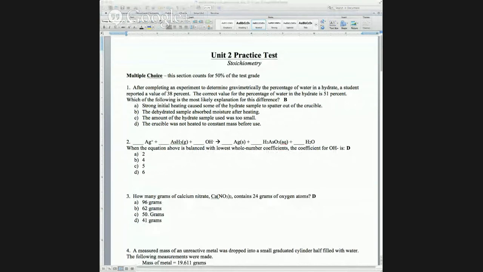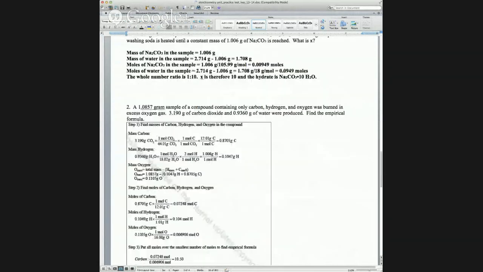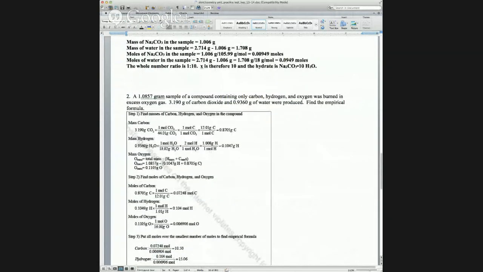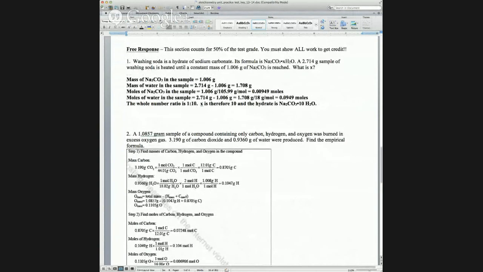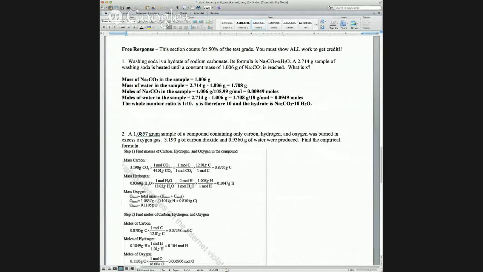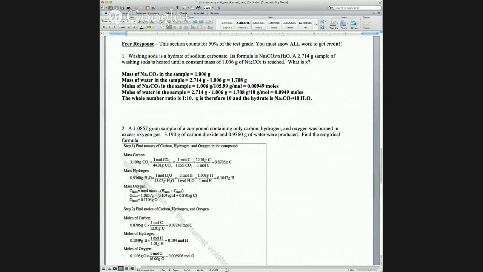All right, could you do a sample hydrate problem like the one on the practice test? I'm assuming you're looking at free response number 1 right here. You want to see a hydrate problem like that. Washing soda is a hydrated sodium carbonate. What is X? Interestingly enough, that 10 was just like in the actual test.